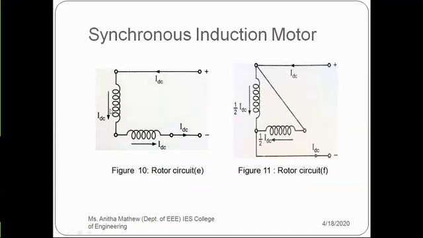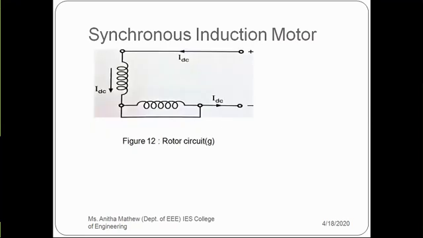Here you can see two winding supply is also provided. These are the types. In rotor circuit E, you can see two windings are connected to the DC supply, and in rotor circuit F, you can see the leads of the two windings are connected. This is the last type of connection in the rotor circuit.